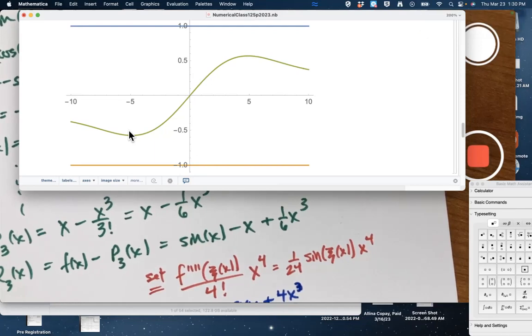Next time we're going to get into chapter 3, and you read about this a little bit, Lagrange interpolating polynomials. Taylor polynomials approximate functions near x0. Interpolation is about approximating functions over wider ranges.